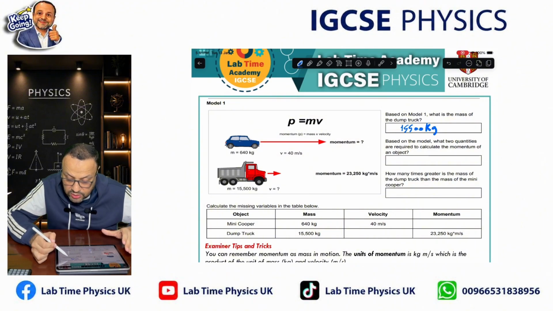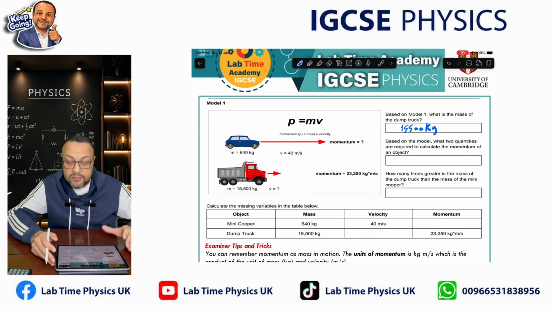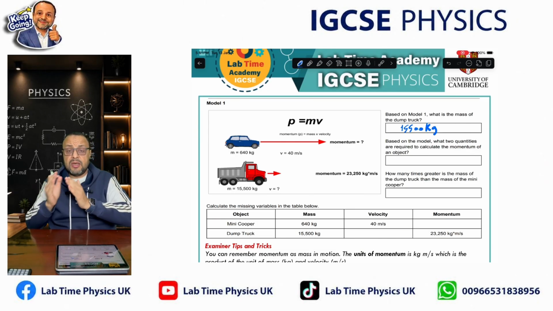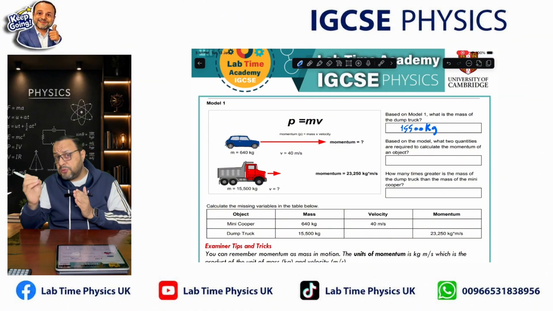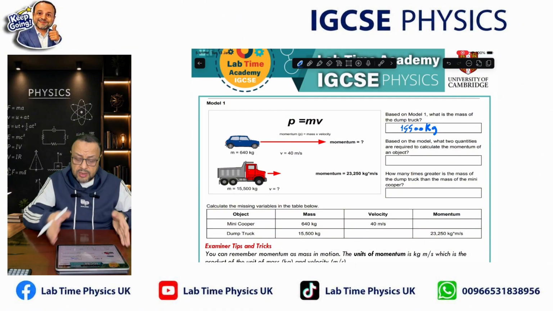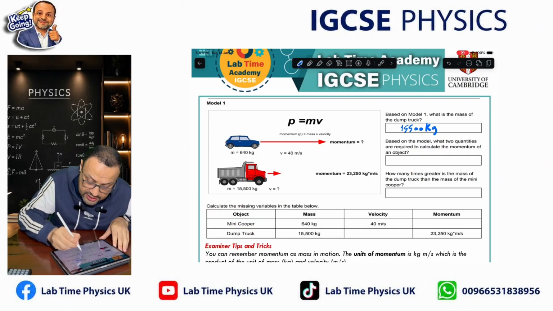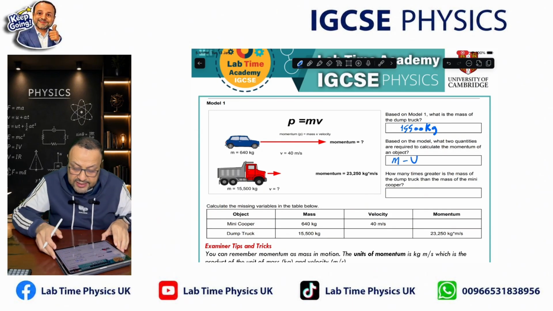Based on the model, what 2 quantities are required to calculate the momentum of an object? As we said, momentum equals mass times velocity. So we have to mention the mass of the object and the velocity of the object to get the momentum of the object. So here we have m and v, mass and velocity.